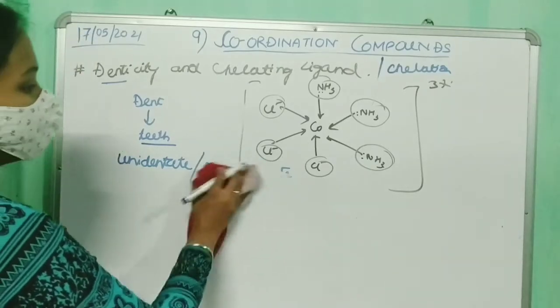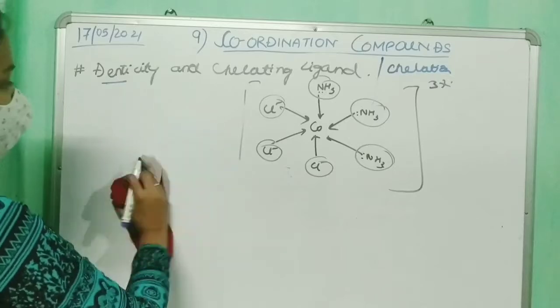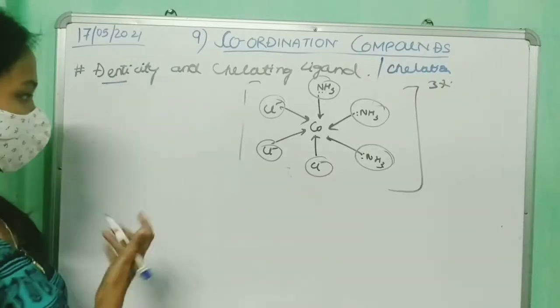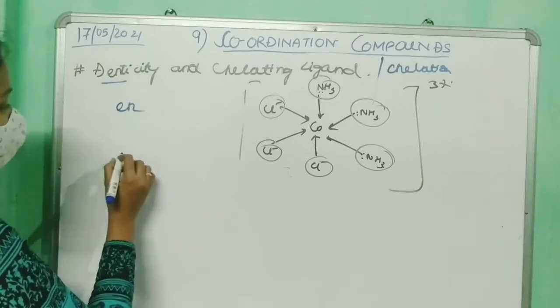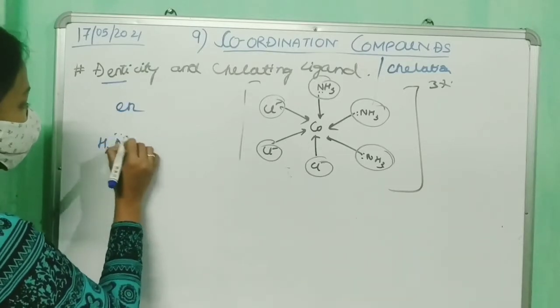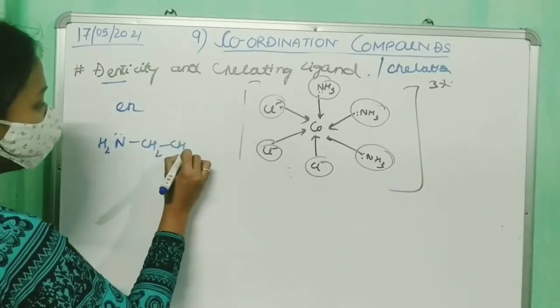Similarly, for a bidentate ligand, bidentate means where the number of donor atoms will be 2. The one that I just rubbed out now, that is your EN, ethylene diamine. Here the number of donor atoms is 2, right?